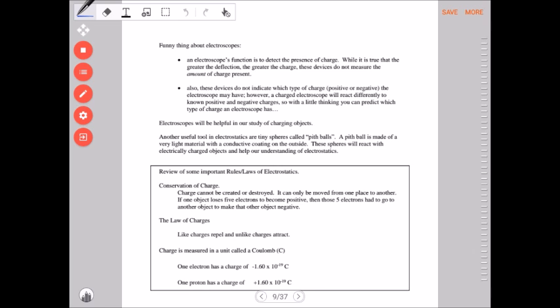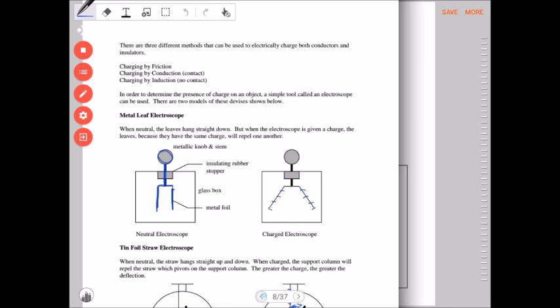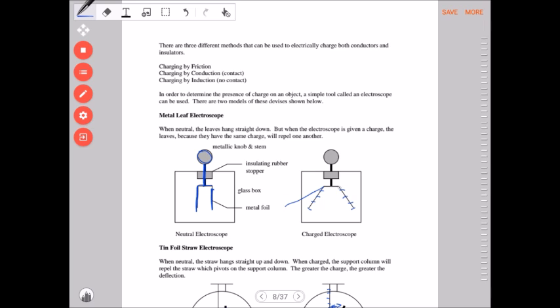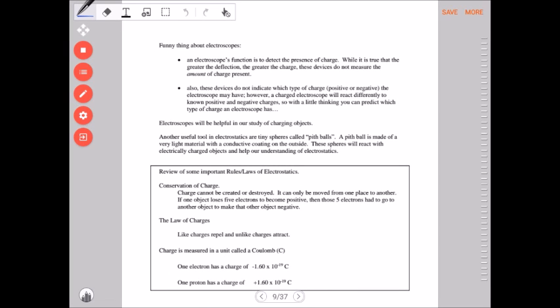So, funny things about electroscopes. An electroscope's function is to detect the presence of charge. While it's true that the greater the deflection, the greater the charge, like if I back up a page, if the leaves spread out really, really far, then that means there's a lot of charge repelling, so the leaves spread even further. But even though they spread further, we can only detect a relative amount of charge. These devices don't measure the amount of charge present. Like, there's no numbers involved.